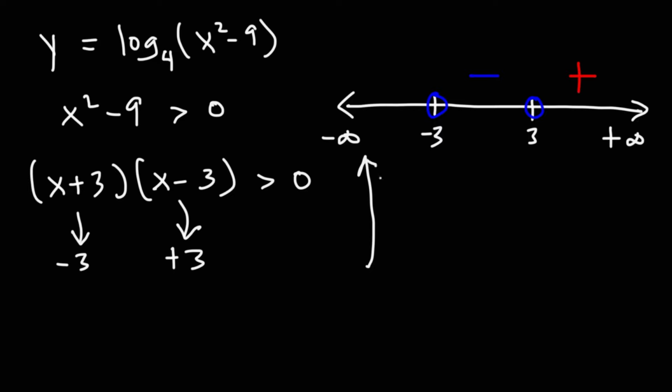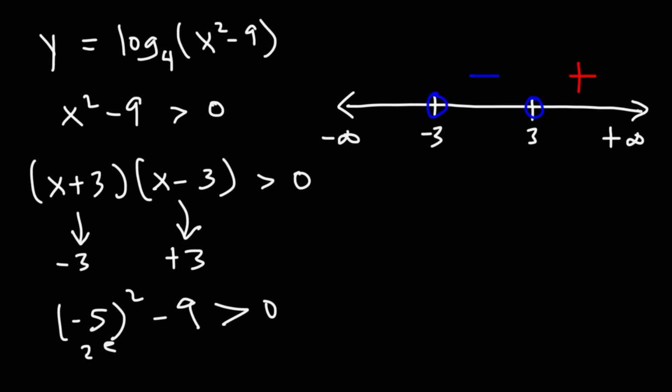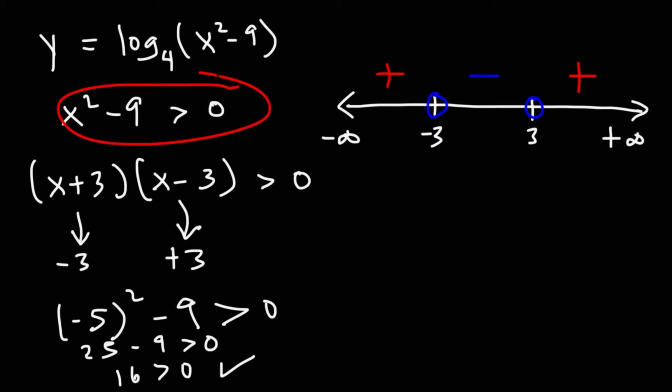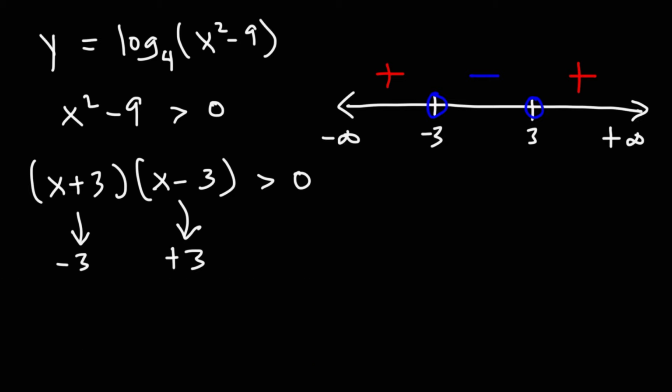Now let's pick a number between negative infinity and negative 3. Let's try negative 5. So negative 5 squared minus 9, is that greater than 0? Negative 5 squared, which is negative 5 times negative 5, that's 25. 25 minus 9 is 16. 16 is greater than 0, and it's a positive number, so this is true between negative infinity and negative 3. So you can write plus or you can write true. Either way, the answer will still be the same.